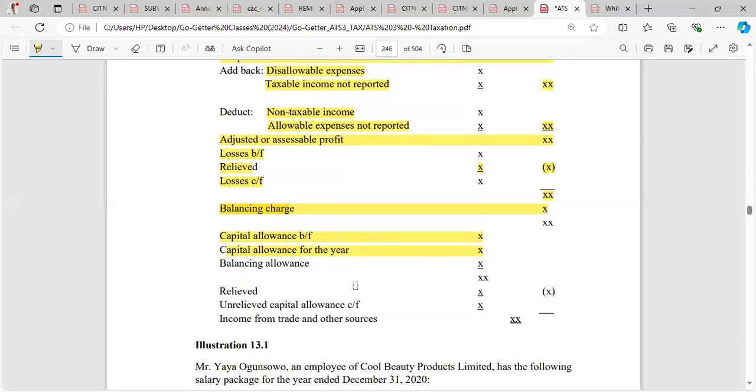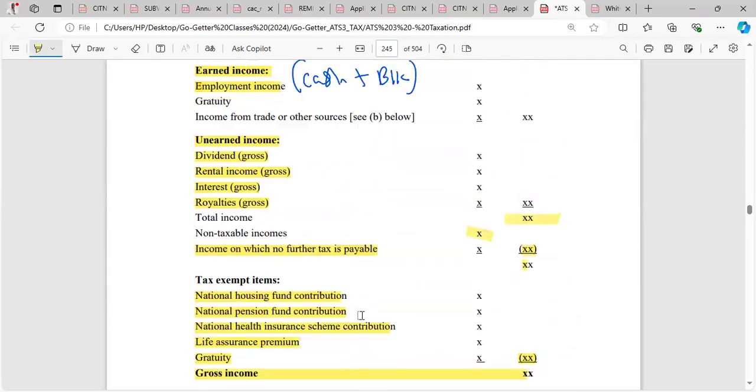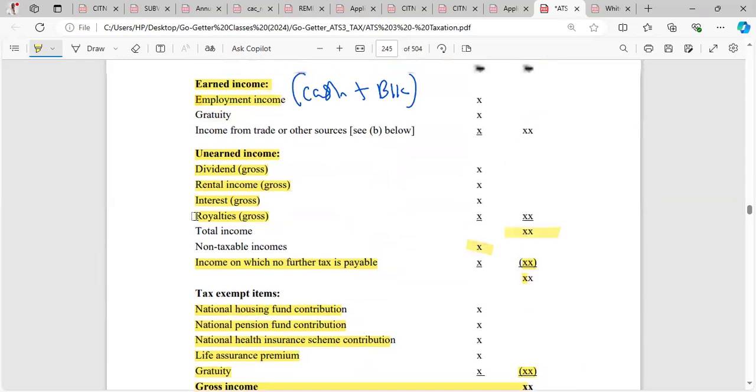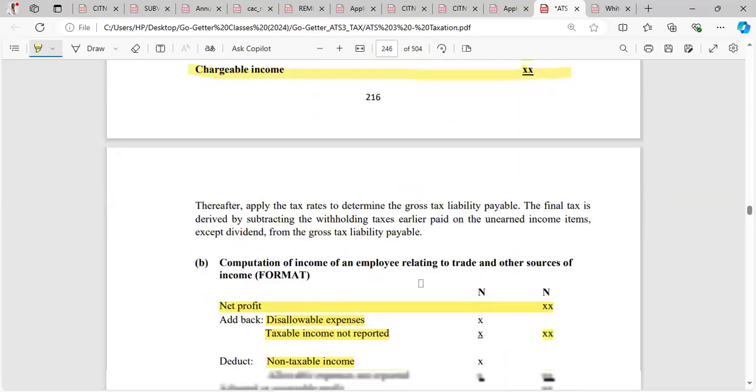Then we now relieve the capital allowances. Then this is income from trade and other sources. Now this is the income from trade and other sources that is being carried here. Income from trade and other sources. So that's it.